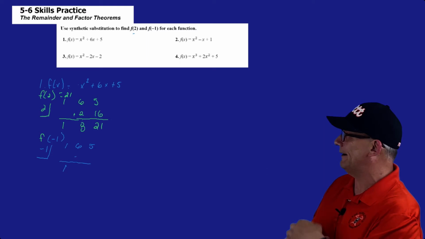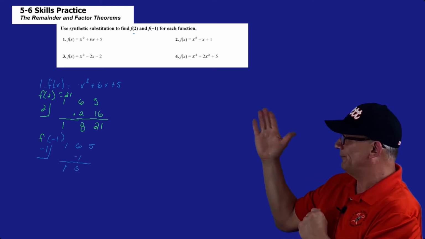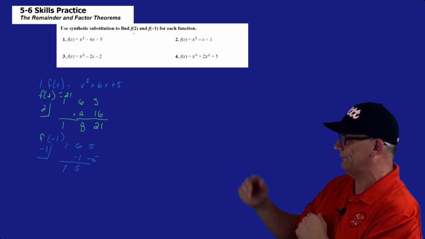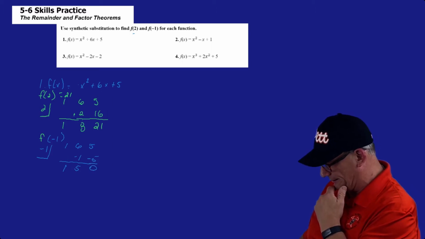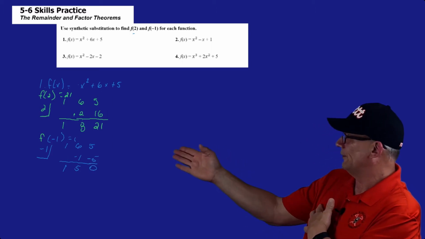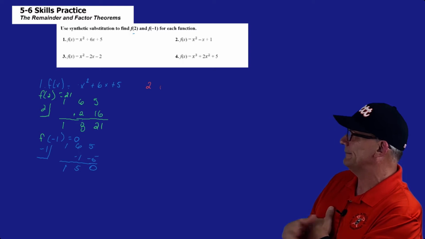All right, now we put the -1 in, we put the same coefficients, and what do we end up with when we put -1 in there? So f of -1 equals 0.